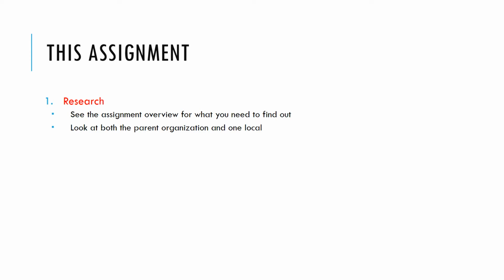So this assignment, let's just go through what my expectations are. The first thing is that you will be working with the same negotiation group to do this assignment. And as a team, you need to do lots of research. So you're going to be assigned a union, and you're going to be looking at both the parent organization and one local of that union and finding out all kinds of things about them. I've given you a list of questions or areas that you might want to explore in doing your research.